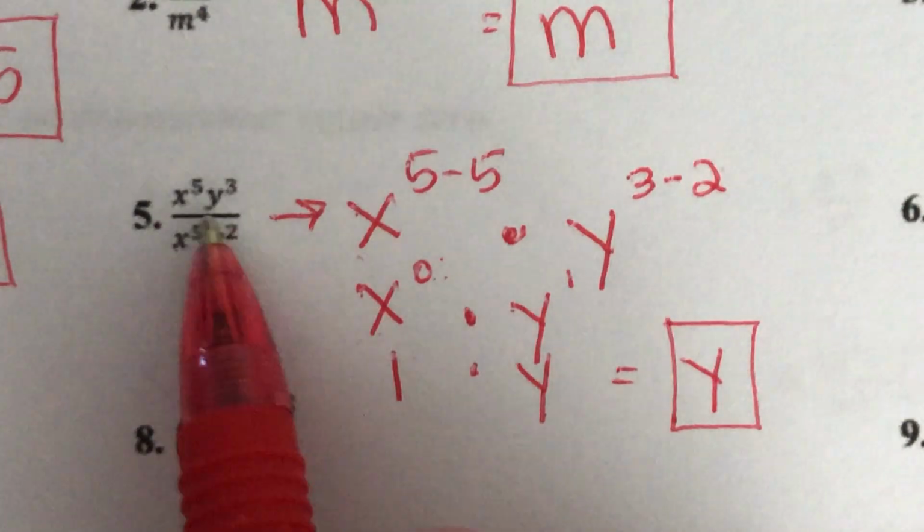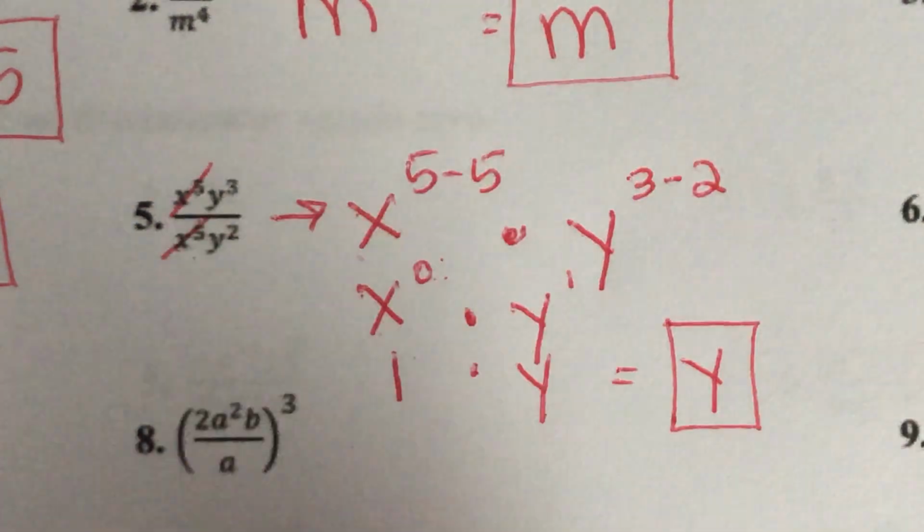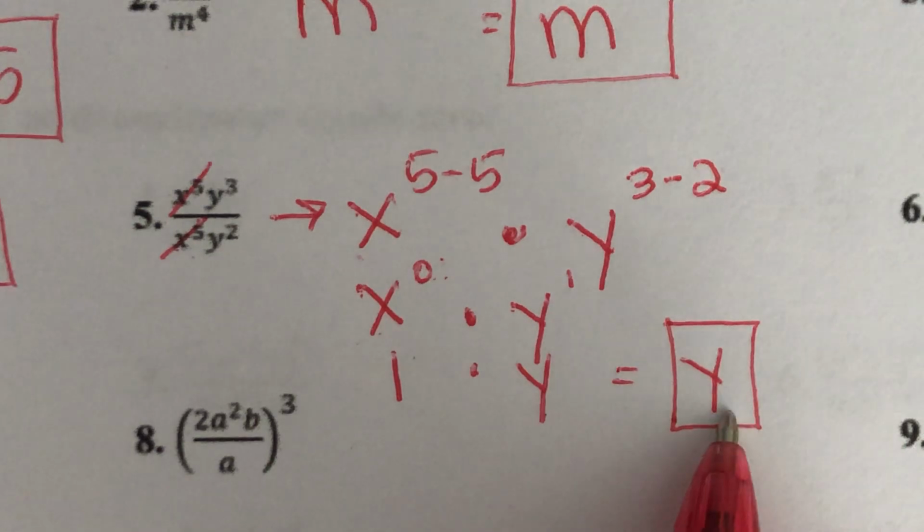Another way you can think of it is, this is x to the 5th, this is x to the 5th. They just cancel each other out. And we're left with y to the 3rd divided by y squared, which is just y.